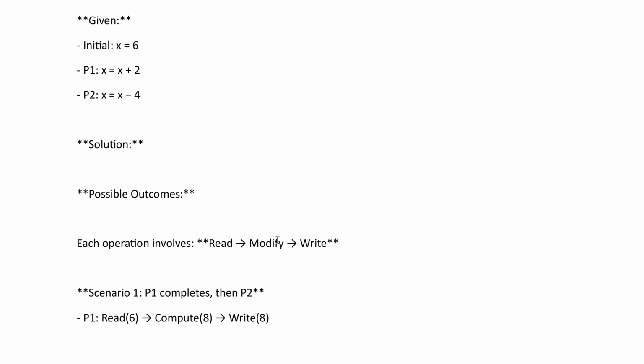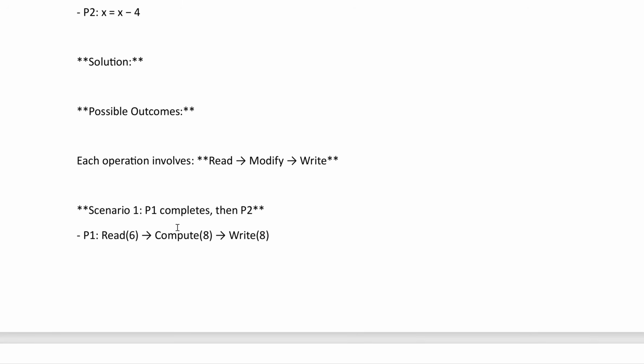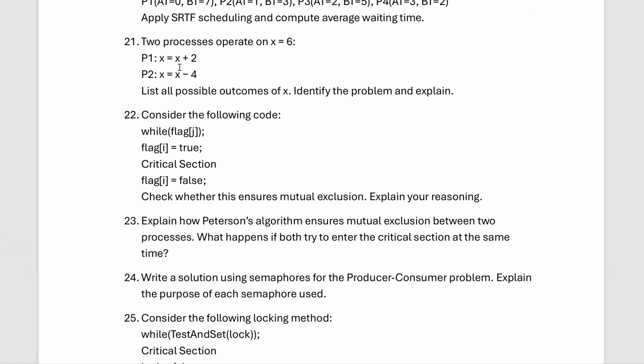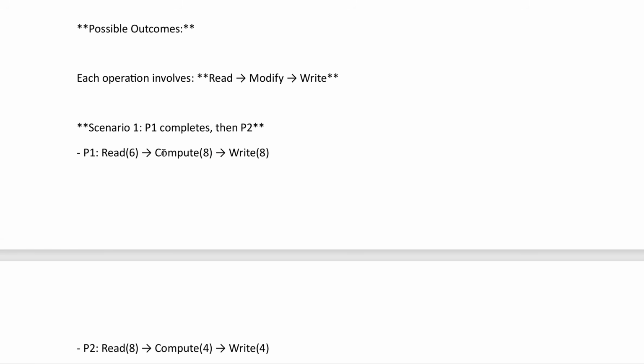each operation involves three sub operations. First is read operation, then modify operation, then write operation. So the first scenario is P1 completes, then P2. So P1 will first read the value of x, that is 6, right? And then it will compute 6 plus 2, 8, right? P1 has modified the value of x. Then we have the write operation. Then the value 8 is written, right?